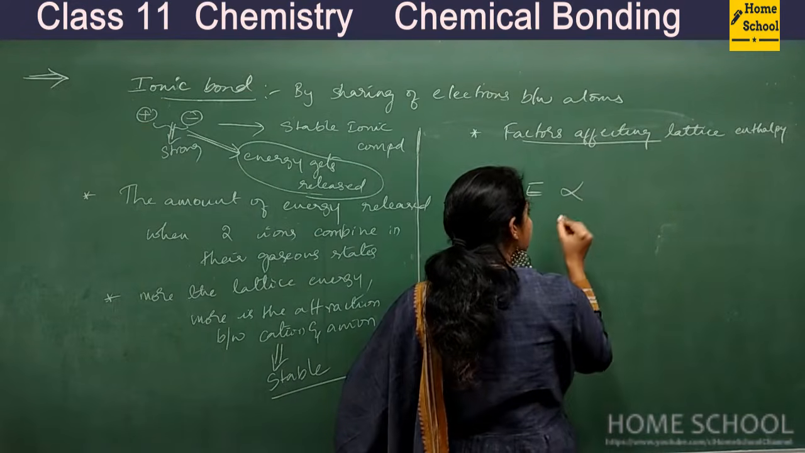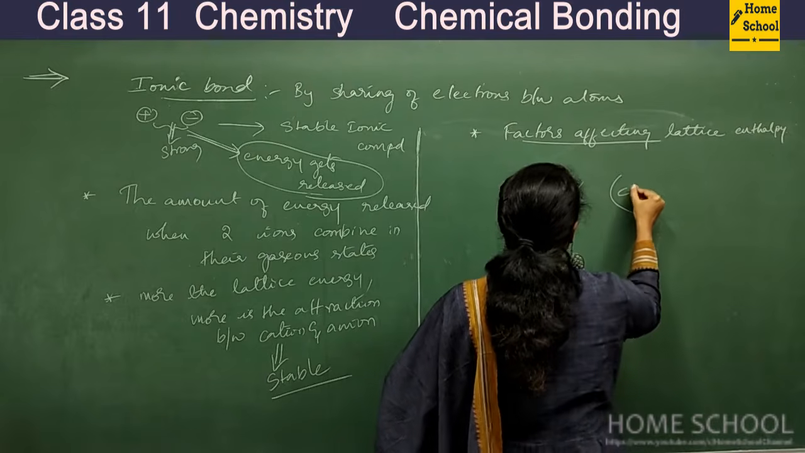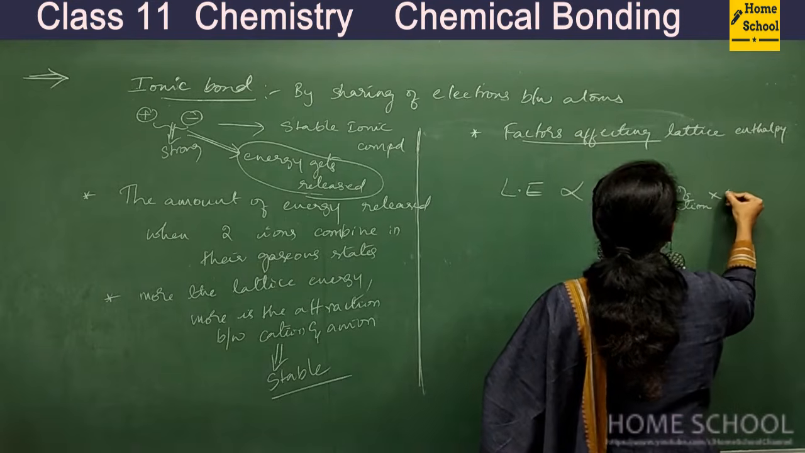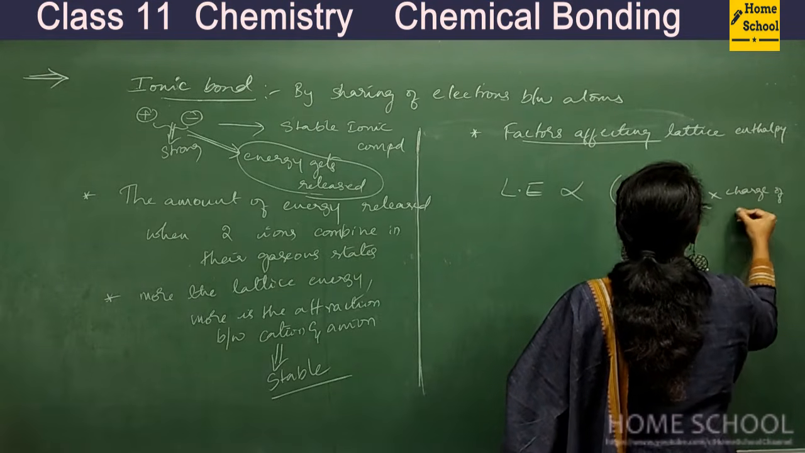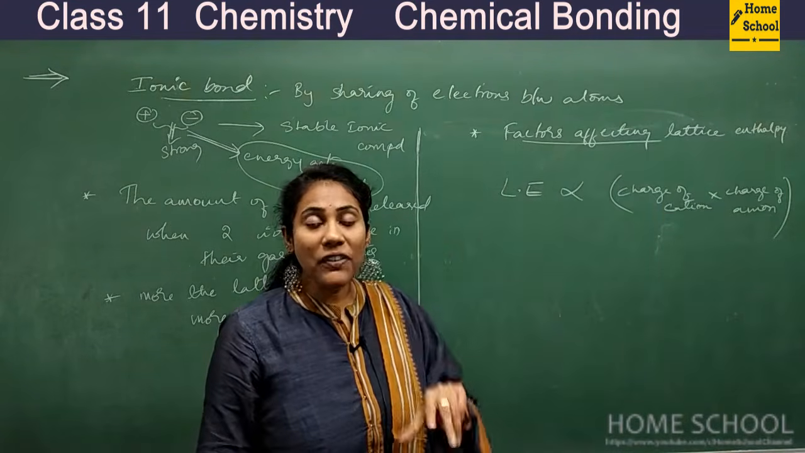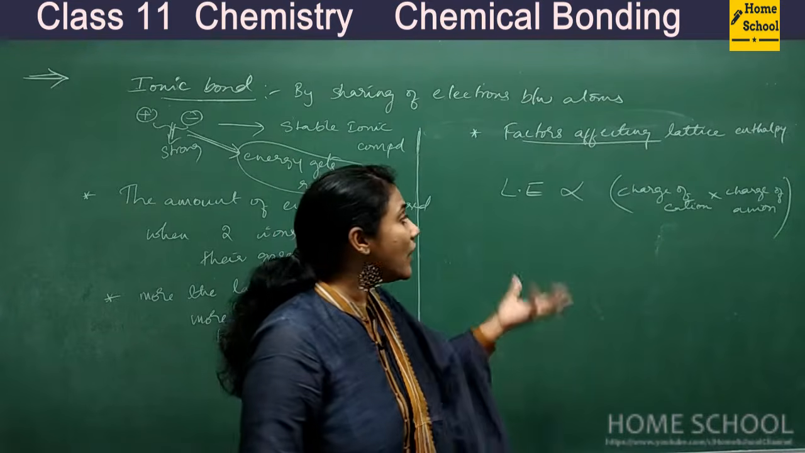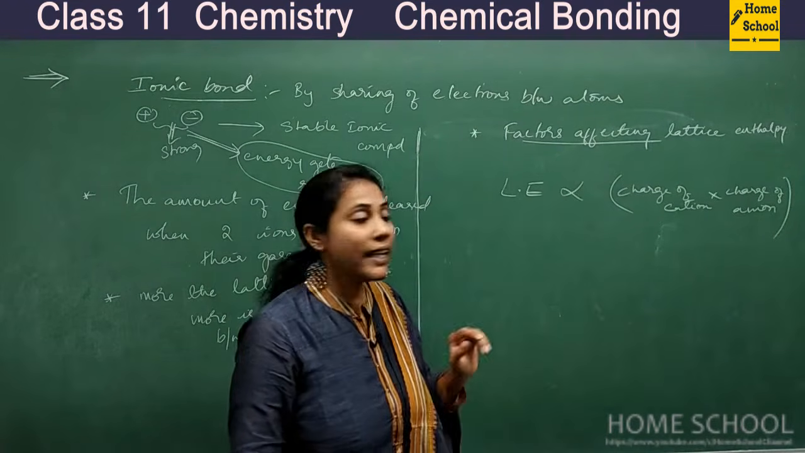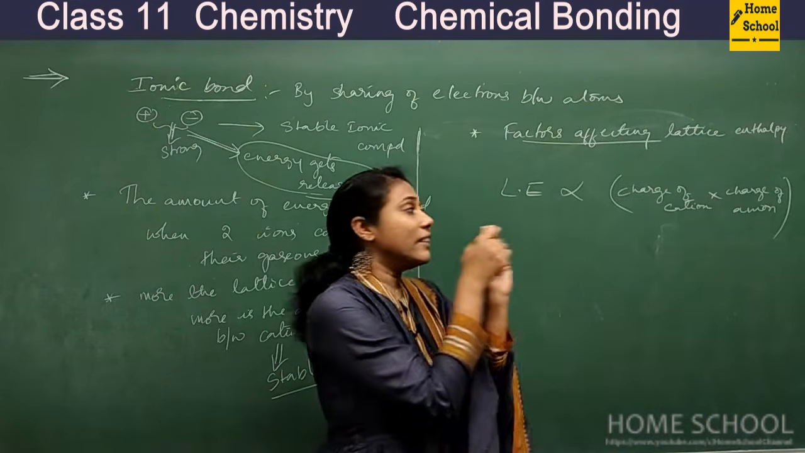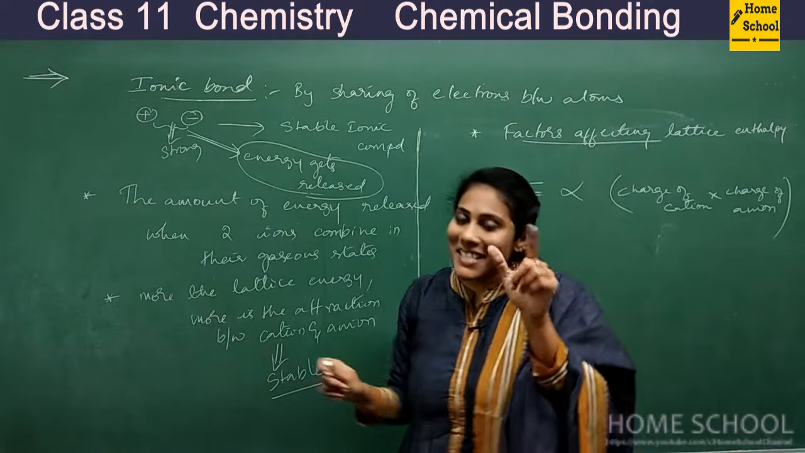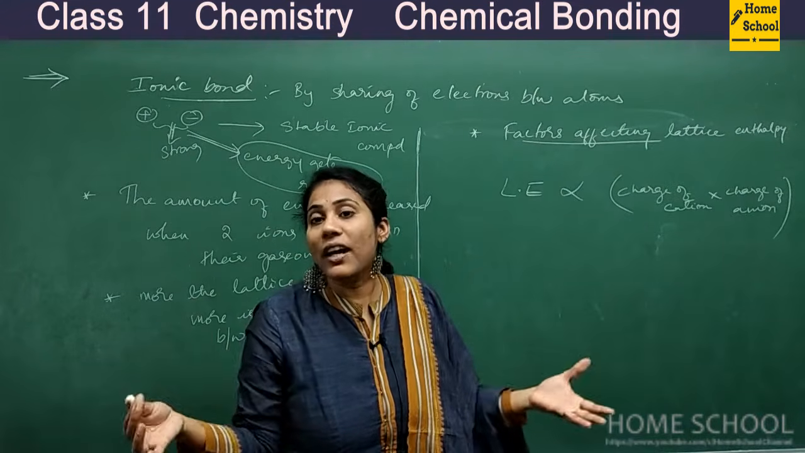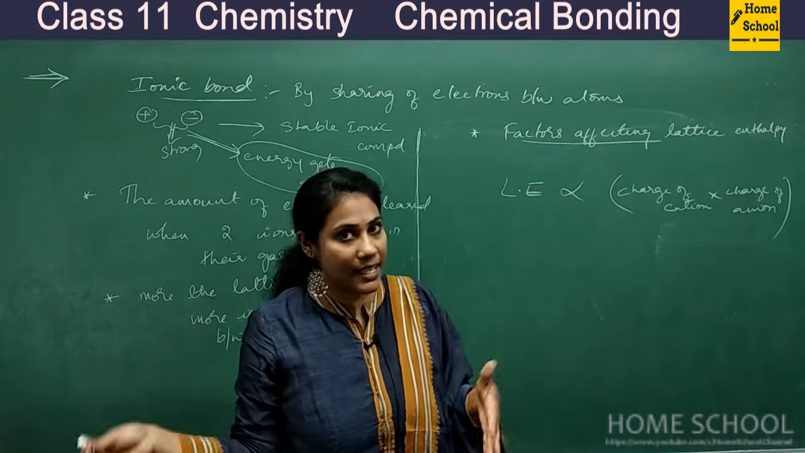Lattice enthalpy is directly proportional to, this is very, very important, the charge of cation into the charge of anion. Okay, so it is directly proportional to the charge of cation and the charge of anion. Many questions can be worked out from this particular point. If this product is more, then more is the lattice enthalpy you will find. More the lattice enthalpy, more is the stability of ionic compound, right? So indirectly you can decide which ionic compound is more stable and which is less stable, right?